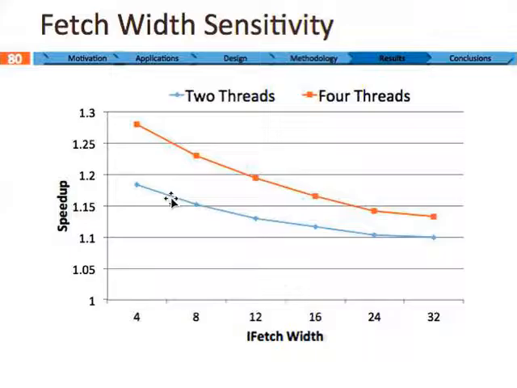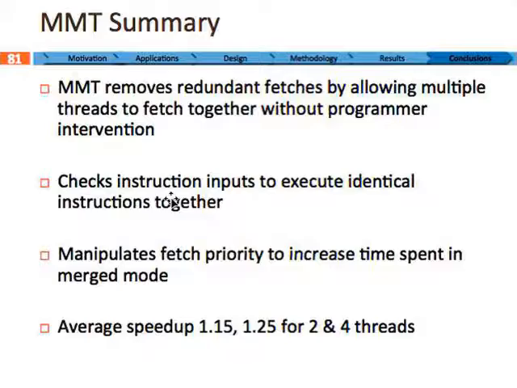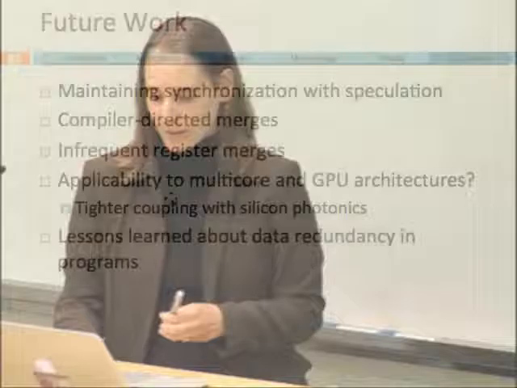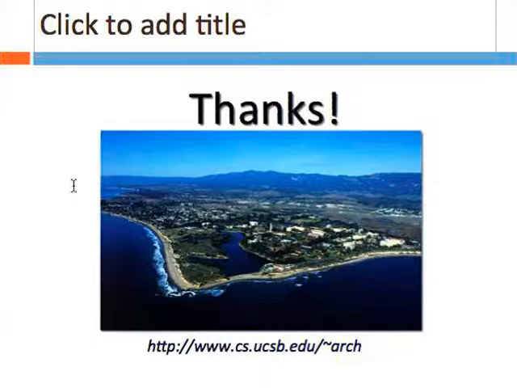Okay, so it is sensitive to the number of load store queues. You get more ports, the more ports you have, the more speed up you get. And the bigger the fetch, the less speed up you get. And that's because if there's sufficient fetch, then you don't need the merged fetch. So if you have a lot of resources, then this doesn't help you. All right, so MMT removes redundant fetches. There's no programmer intervention. It checks the instruction inputs, manipulates the fetch, and we're pretty happy with how we did.